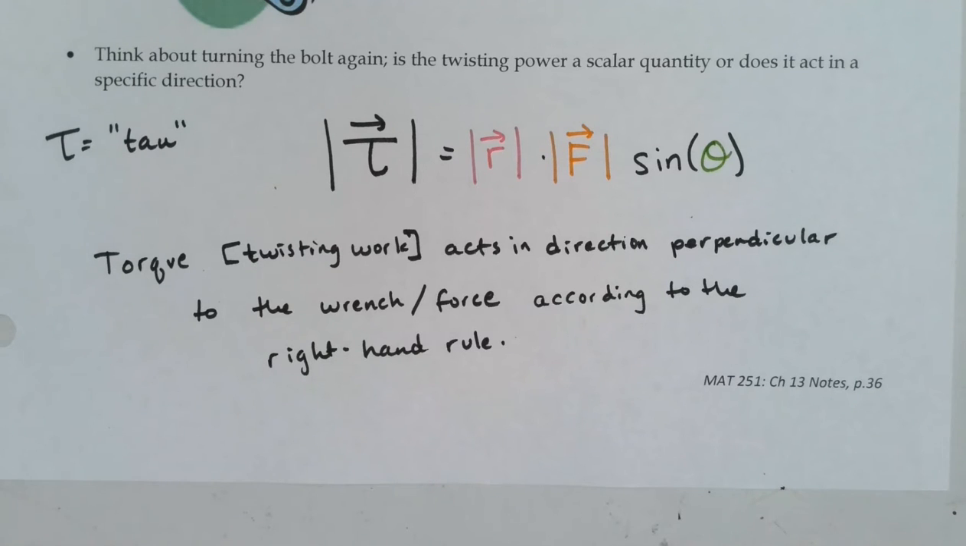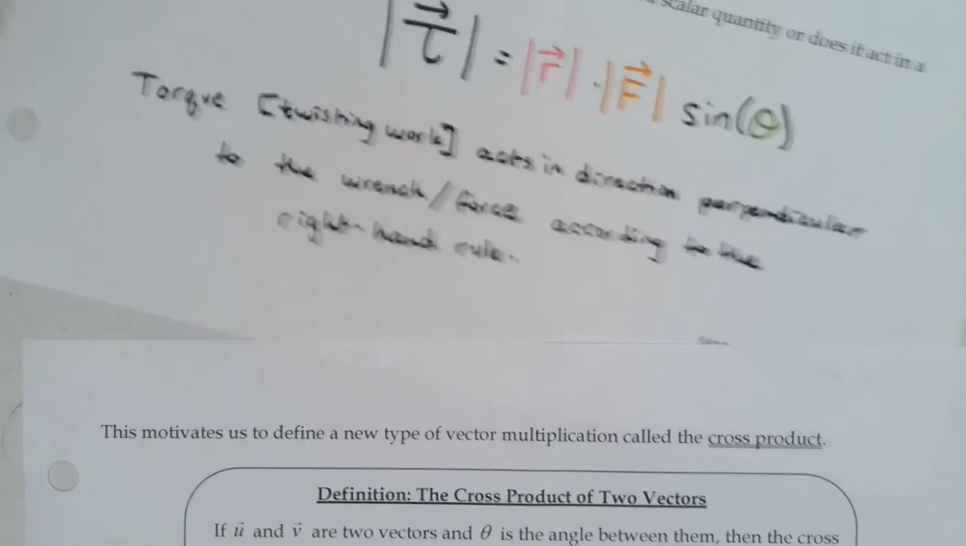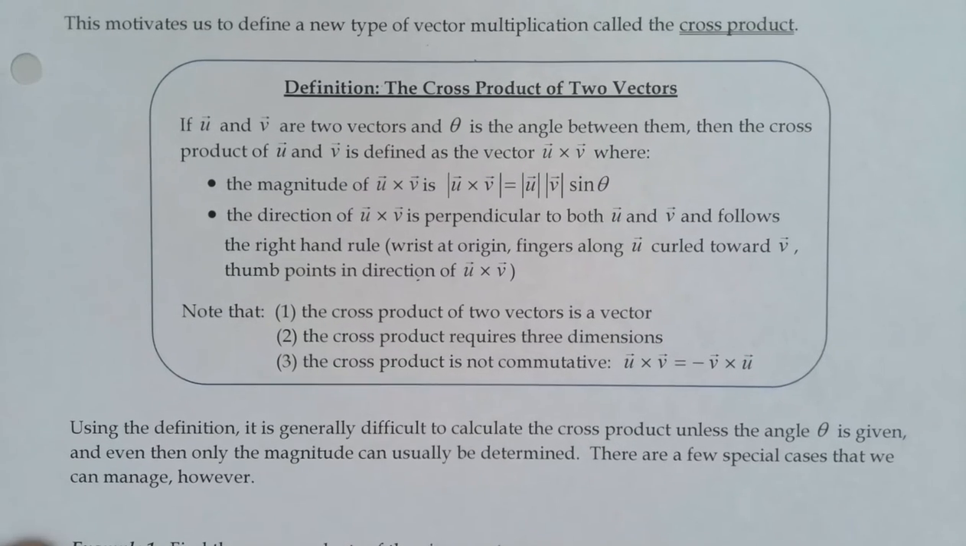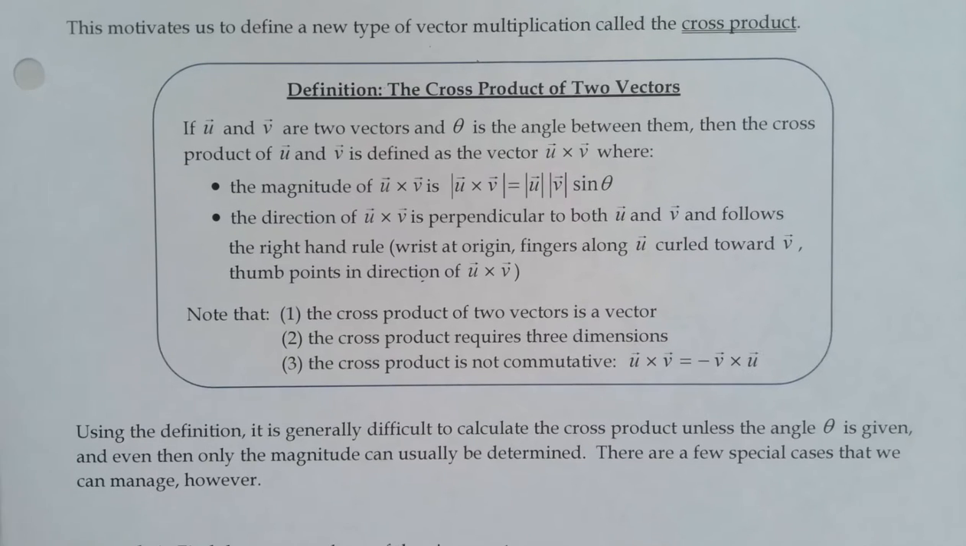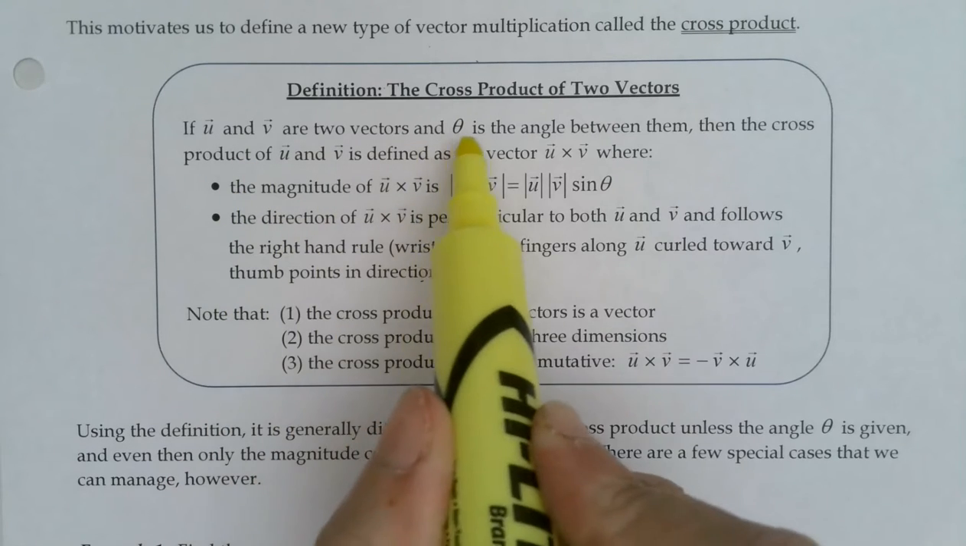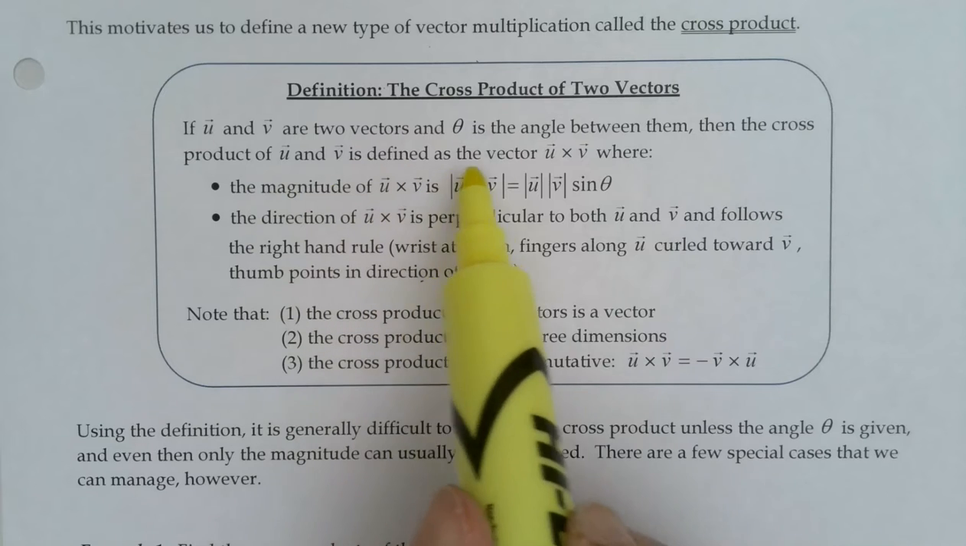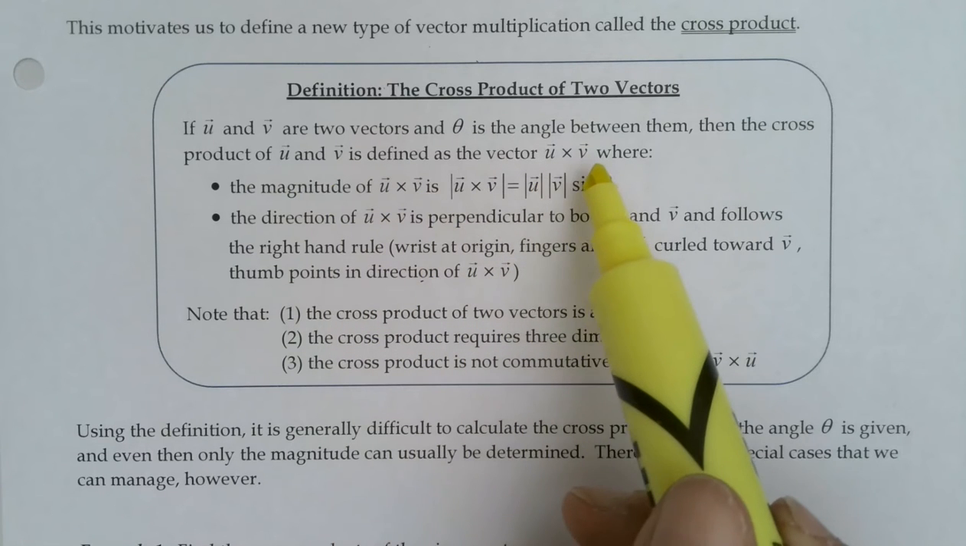Now this definition will motivate a new kind of multiplication, which is the cross product. So the cross product is going to give us a different way of multiplying. If u and v are two vectors and theta is the angle between them, then the cross product of u and v is defined as u cross v.